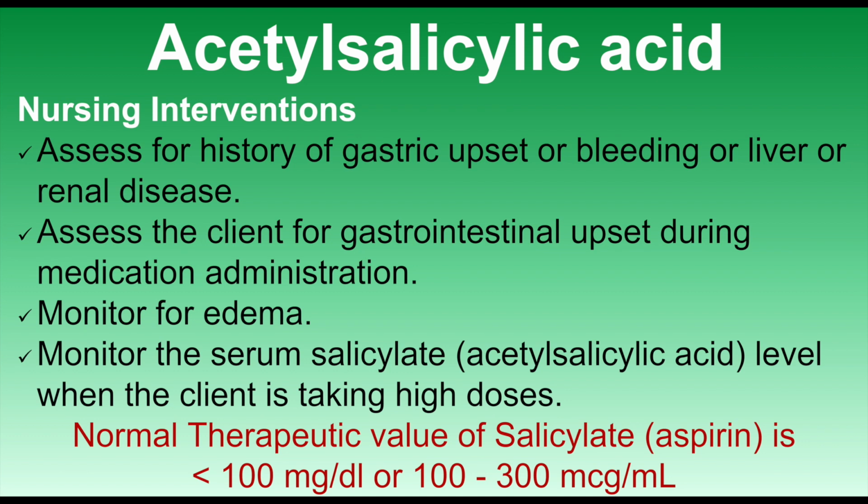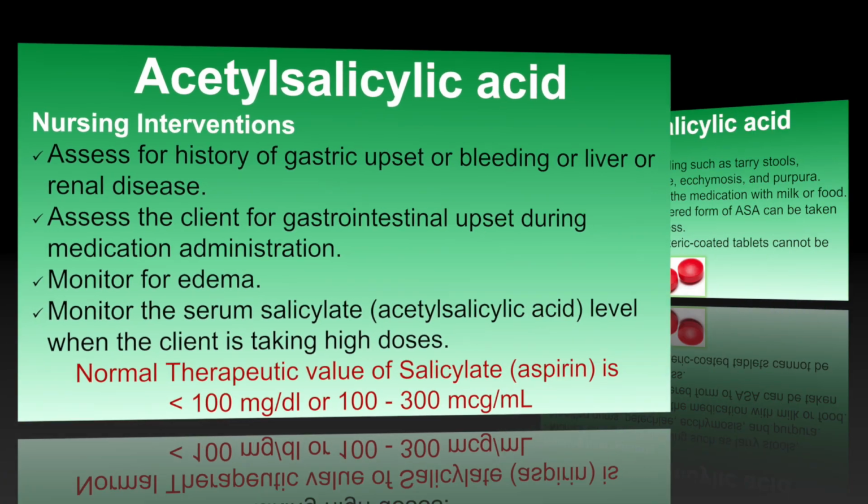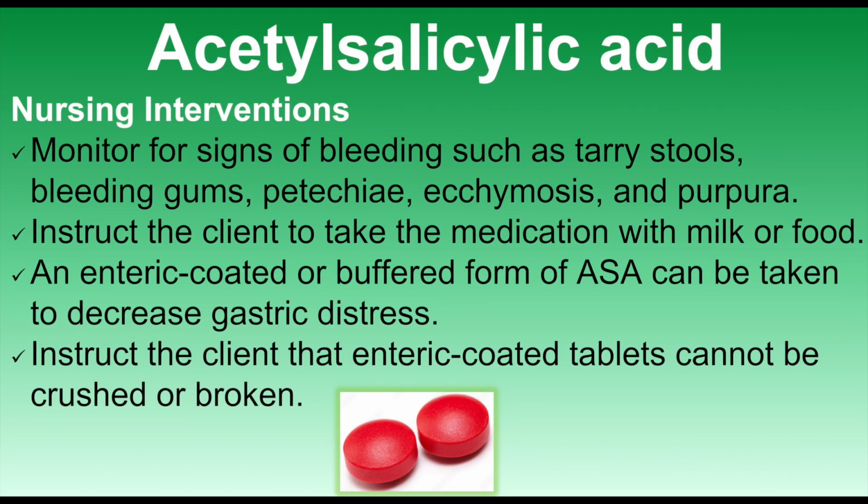We have to assess for a history of gastric upset or bleeding or liver or renal diseases before administering the aspirin. Assess the patient for gastrointestinal upset during treatment. Monitor for edema. Monitor the serum salicylate level when the client is taking high doses. Therapeutic level of aspirin is below 100 mg per dL. We have to monitor for signs of bleeding such as tarry stools, bleeding gums, petechiae, ecchymosis, and purpura.